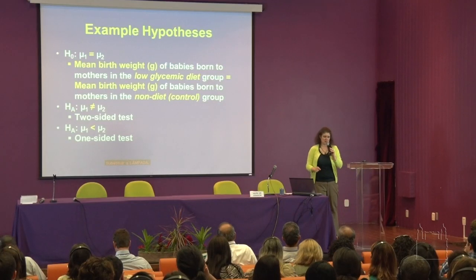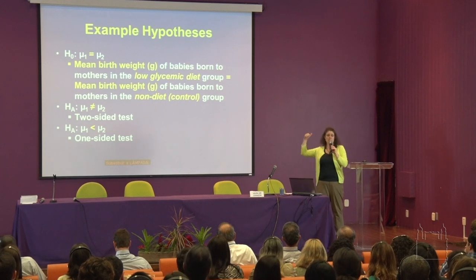Now, a researcher would say, well, I assume I am giving them this low glycemic diet. It makes sense. The birth weight should go down. Don't I want to do what is considered a one-sided test? I only want to test that they will get lower. That also, by the way, will change my null hypothesis. But truthfully, if I'm giving somebody dietary advice that you think makes sense, and it turns out they do the opposite, you want to know that because everybody tends to do what makes sense, and they could be causing harm.